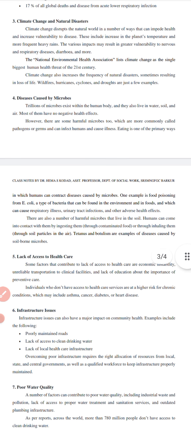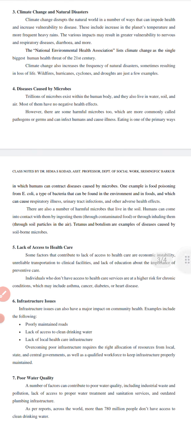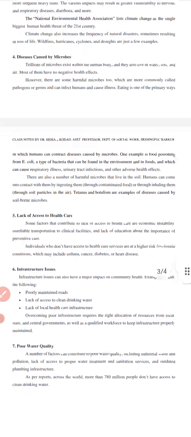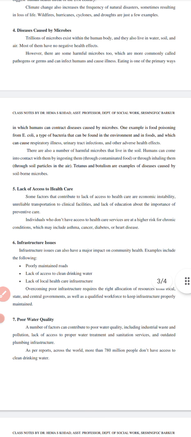There are also a number of harmful microbes that live in the soil, and humans can come into contact with them by eating them through contaminated food, or by inhaling them through soil particles in the air. Tetanus and botulism are examples of diseases caused by soil-borne microbes. So, this is the fourth factor, that is, diseases caused by microbes.